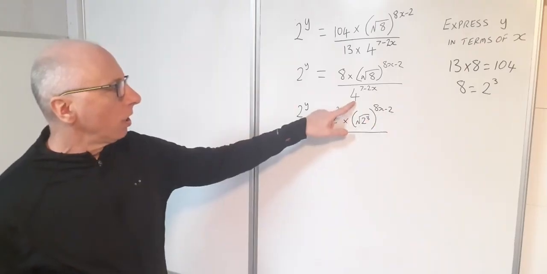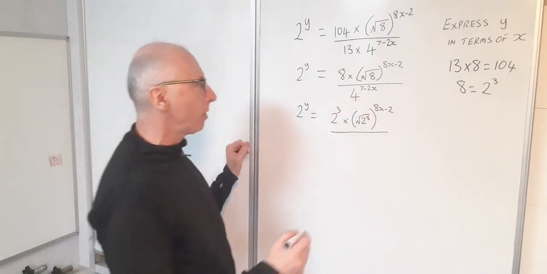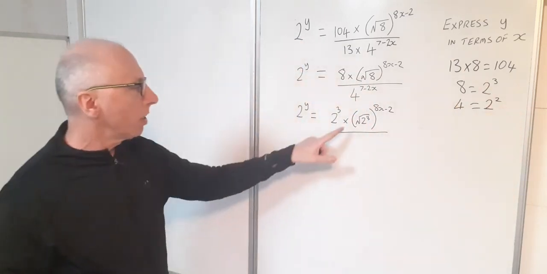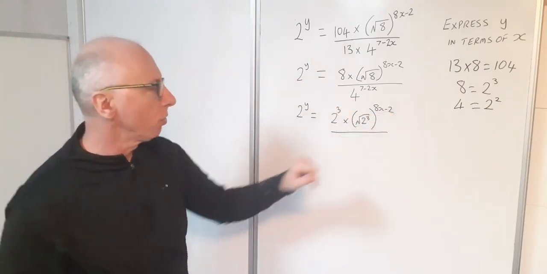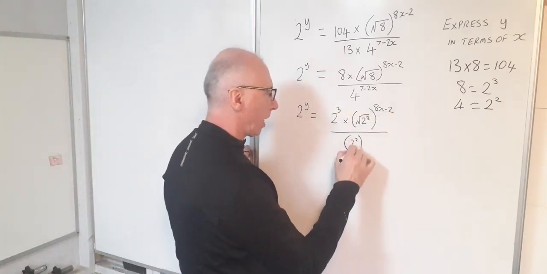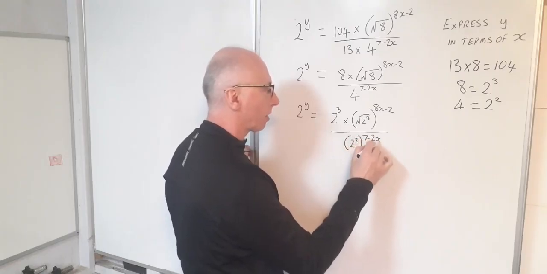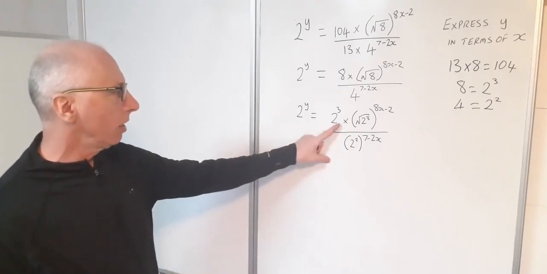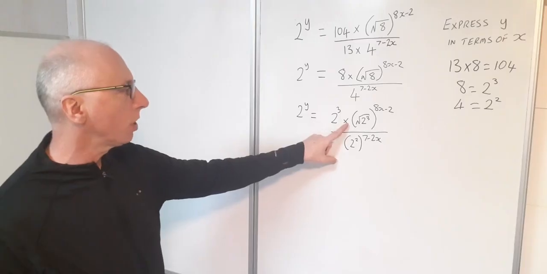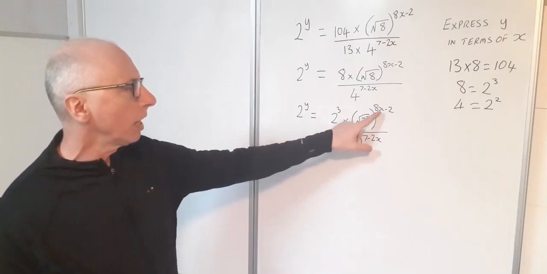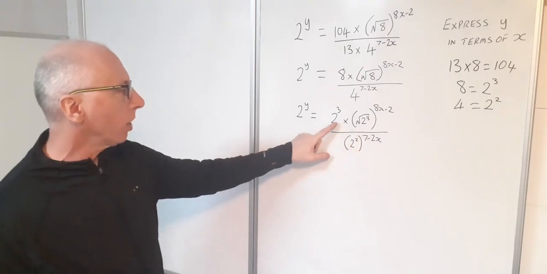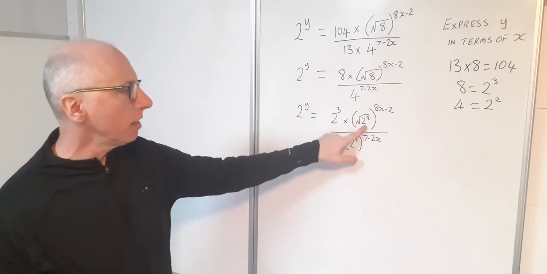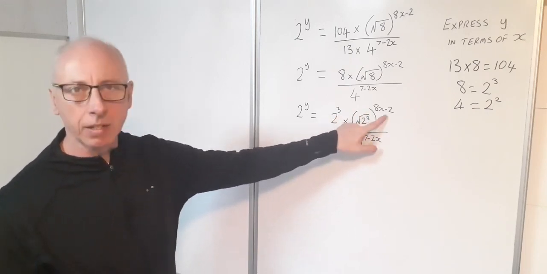Now this 4, I've got 4 to the power of 7 minus 2x, I'm still not there with that. But what I do know is 4 equals 2 squared, going along with this theme. So I can now rewrite 4 as 2 squared. So now I've got 2 squared to the power of 7 minus 2x. So it looks like we're making some progress. Now what I've got here on my numerator is 2 cubed times square root of 2 cubed, all to the power of 8x minus 2. Now what I can do is when I multiply numbers with base 2, I can just add the indices. So if I can get this into base 2, straight away I can just add.